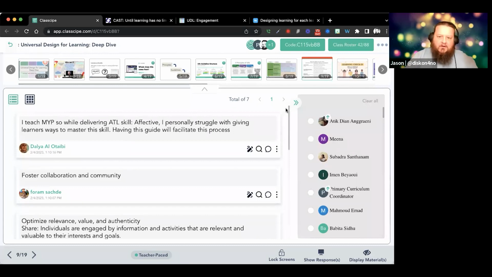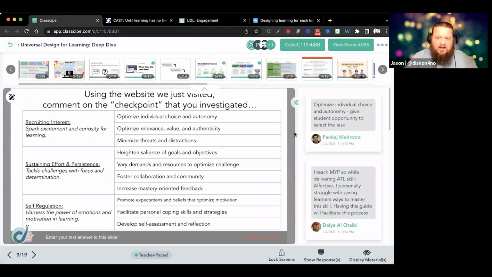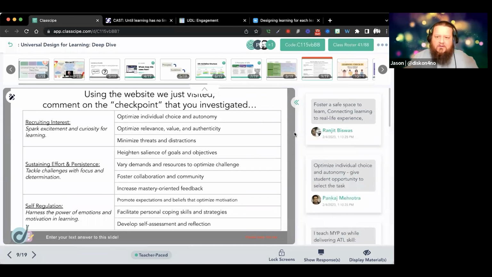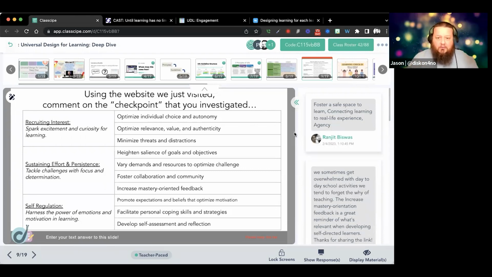Dahlia, you are absolutely correct. If you are in a school that teaches using the IB programs and frameworks, the ATL skills are very, very similar to this. And I think a really great project could be taking these checkpoints and finding a way to weave them into your ATL program, your ATL tracking or mapping at the school, because many of them overlap. So I think that's a great idea.